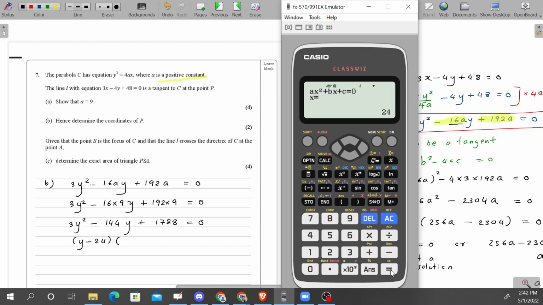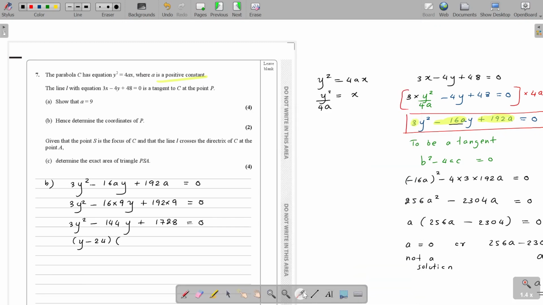So I think we can simplify this here with 3. Shall we first divide by 3? Simplify this equation by dividing with 3 first because we should get the simplest answer and then go for the calculation. y square minus 48y plus 576. So we should get the same answers.